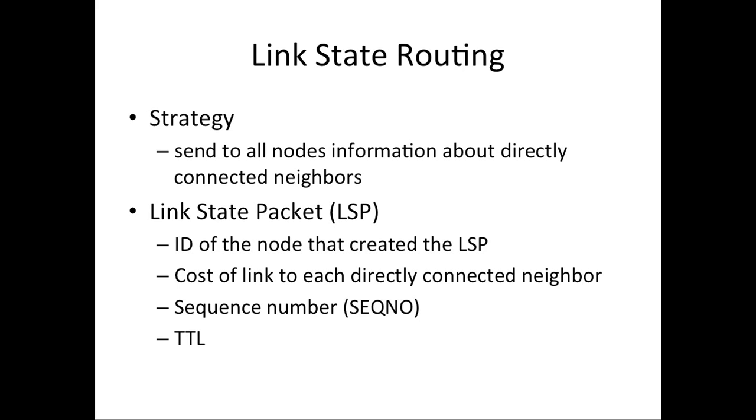How is this different from distance vector routing in terms of information that you're sending? In distance vector routing, what is the information you're sending to who? To all your neighbors. You're sending information to all the nodes about your neighbors in link state routing. See the difference?